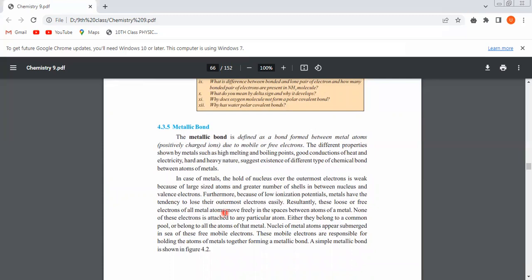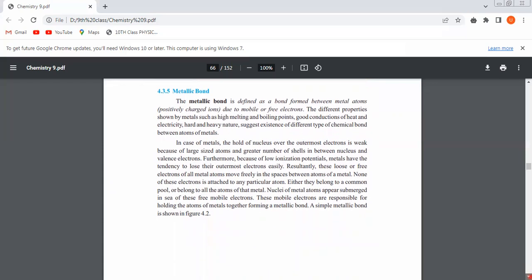These electrons move freely in the space between atoms of a metal. None of these electrons is attached to any particular atom. Either they belong to a common pool or belong to all the atoms of that metal. Nuclei of metal atoms appear submerged in a sea of these very mobile electrons. These mobile electrons are responsible for holding the atoms of metals together, forming a metallic bond. A simple metallic bond is shown in figure 4.2.